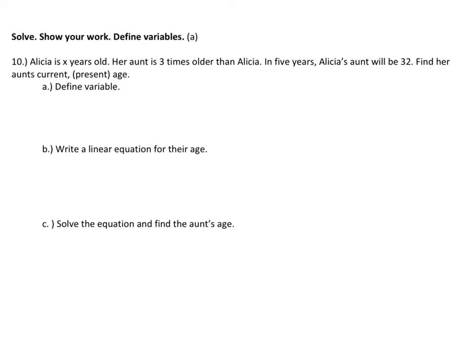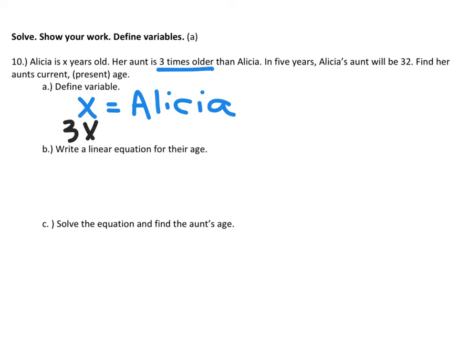Okay, Alicia is X years old, and her aunt is 3 times older than Alicia. In 5 years, Alicia's aunt will be 32. We need to find her aunt's current or present age, how old she is right now, not in 5 years. So our variable, X is going to be Alicia. And then since her aunt is 3 times older than Alicia, her aunt will be 3x.